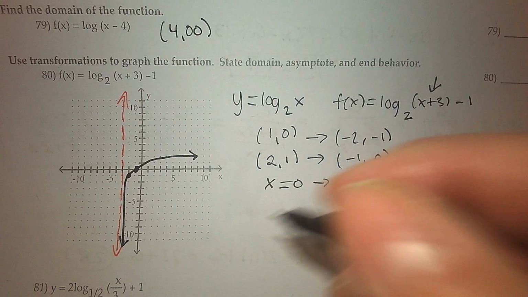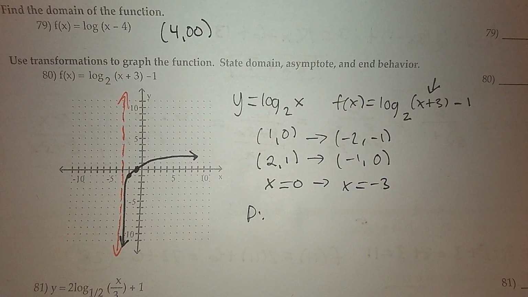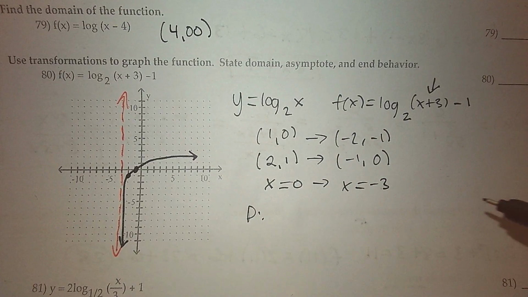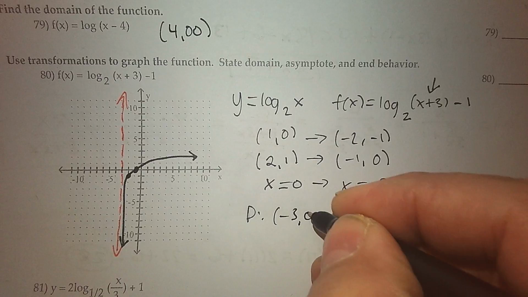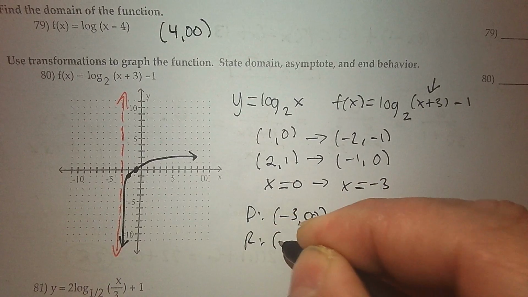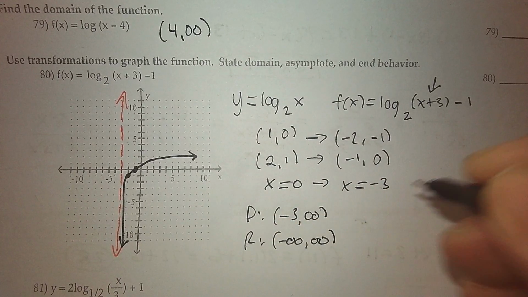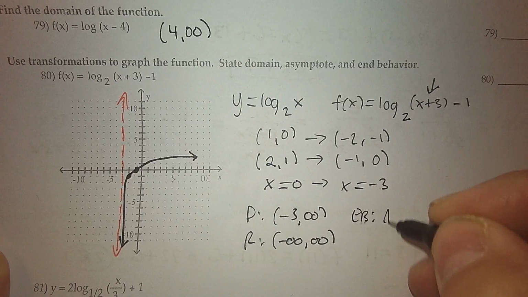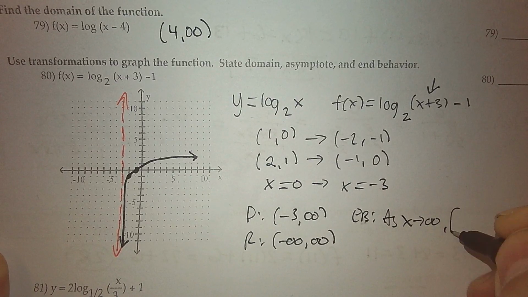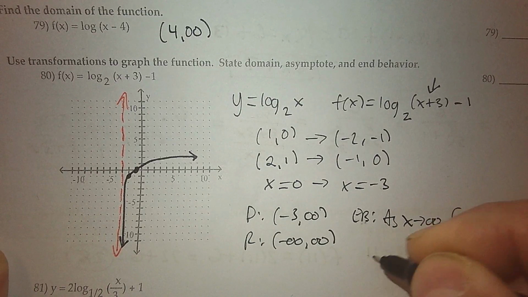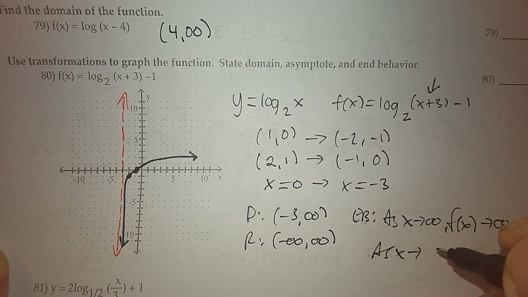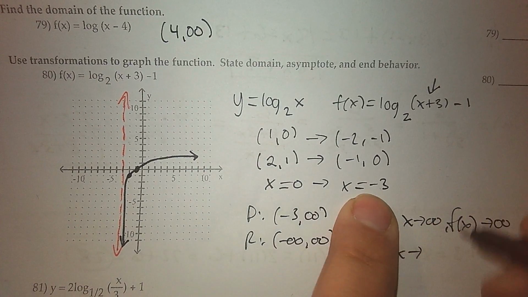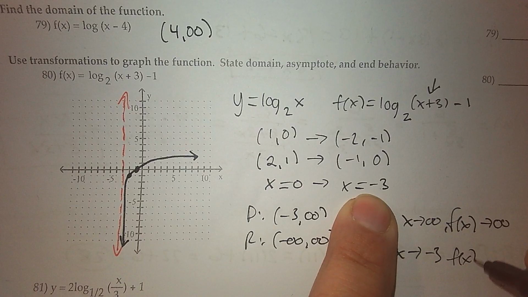What's the domain of this function? Where's the asymptote, right? It goes from negative 3 to infinity. The range is always all real numbers. And what would you tell me the end behavior is? As x approaches infinity, the function approaches infinity. As x approaches not negative infinity, but negative 3, the function approaches negative infinity.